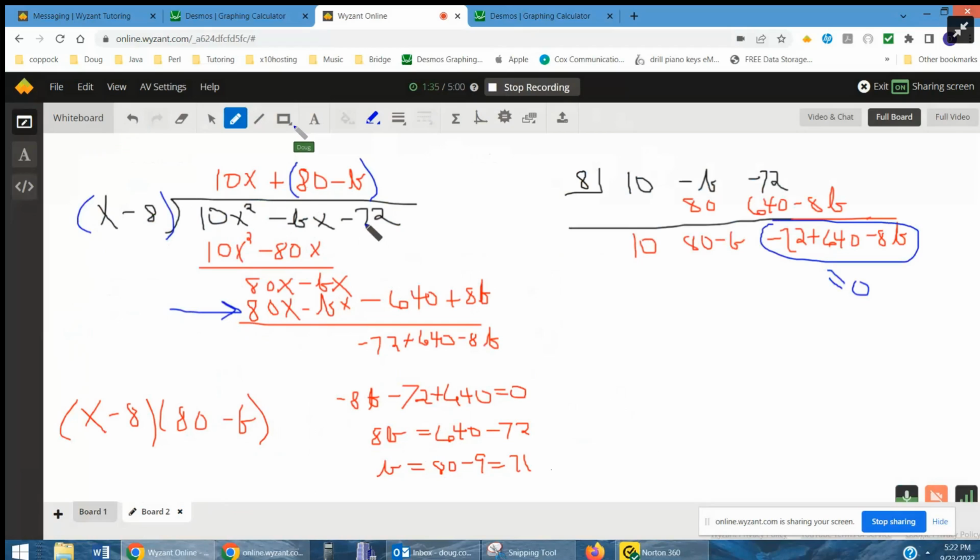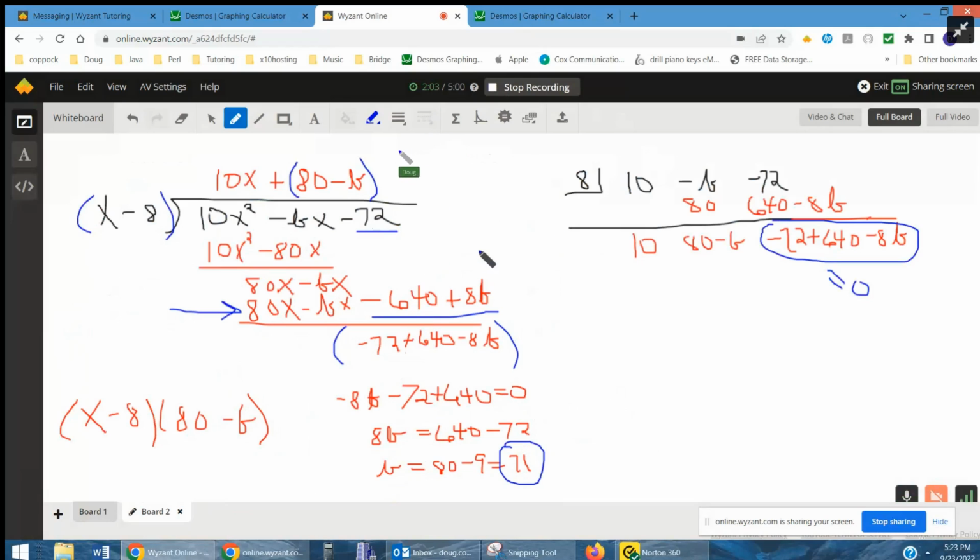And when I subtract this expression from this negative 72, this is the remainder, but I want that remainder to be 0 so that I have a polynomial expression for the length. So if I set that equal to 0 and solve for b, I get a value of 71.